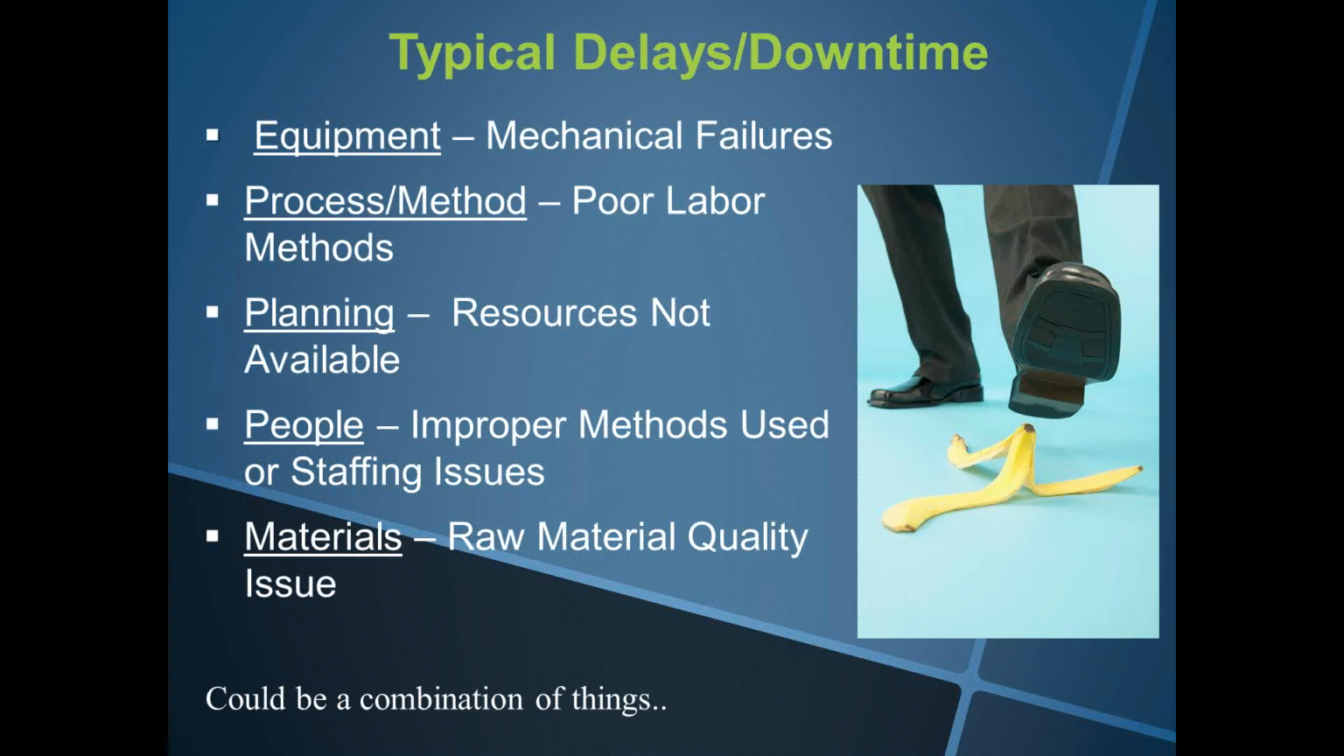Another type of reason for downtime would be people. Maybe they're not using proper methods, or maybe we don't have enough people. And then finally, again, these are just types of downtime. Materials. Maybe we don't have raw materials. We don't have enough raw materials. Or maybe the quality of the raw materials isn't good, and so it's causing a lot of downtime trying to get the machine to work properly.